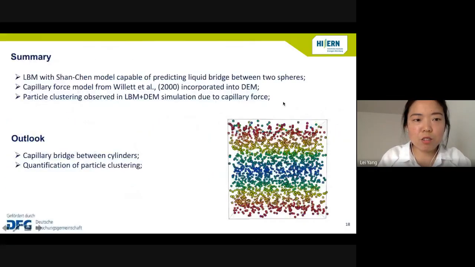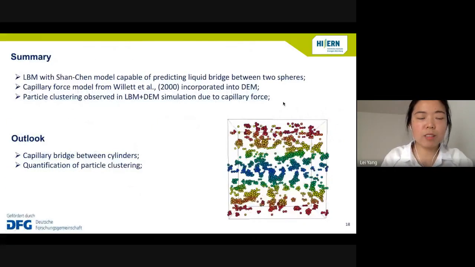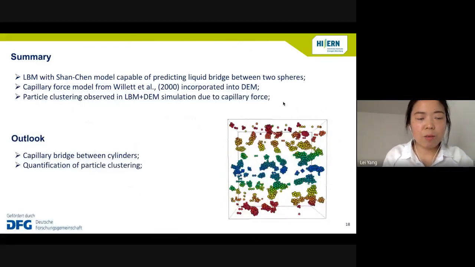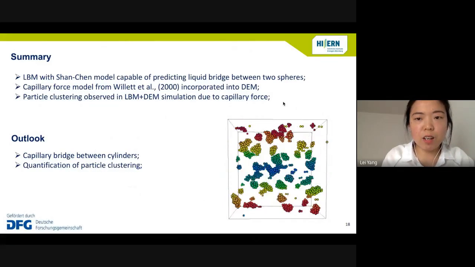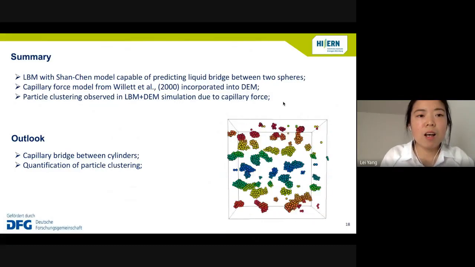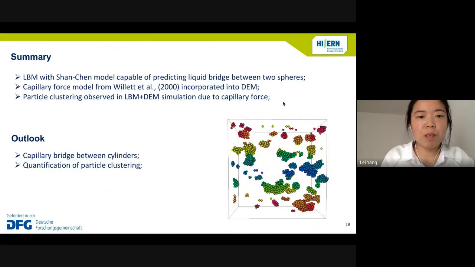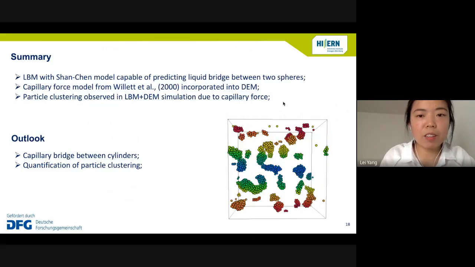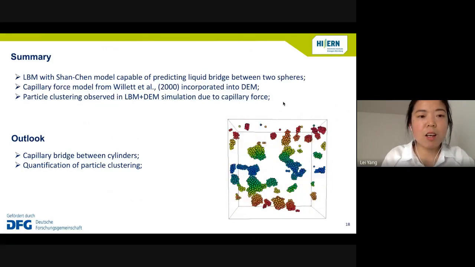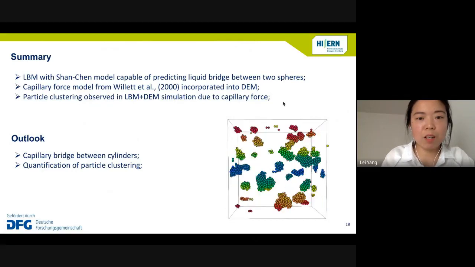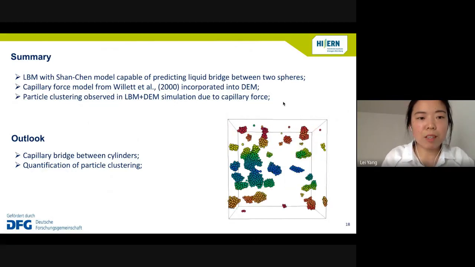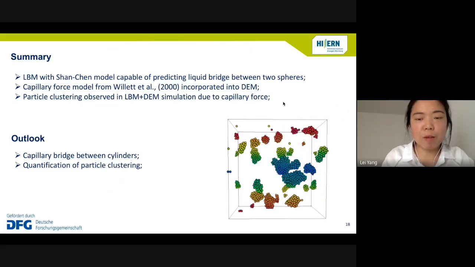This brings an end to my talk. So in this work, we use the Lattice Boltzmann with Shan-Chen model to predict the liquid bridge between particles. And we implement the capillary model from Willett into the DEM simulations. And when we simulate the big system, we observe particle clustering due to the capillary force.